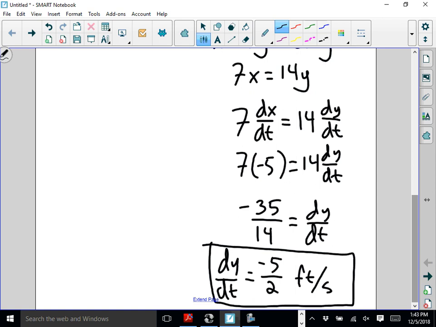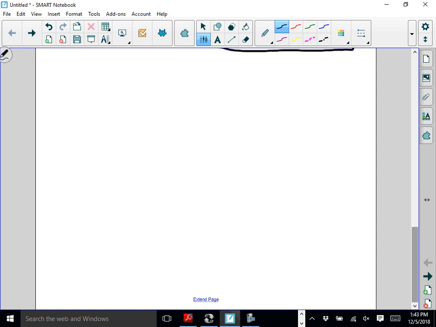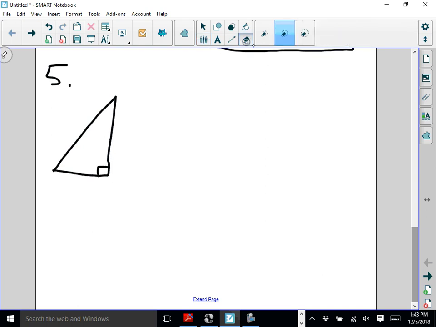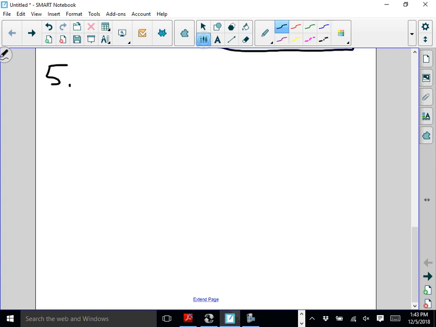I'm going to do parts A, B, and C here. It's really imperative that you draw a good picture for problem 5. Okay? So obviously this is a right triangle. No, that's kind of a crappy right triangle. Let me draw it better.